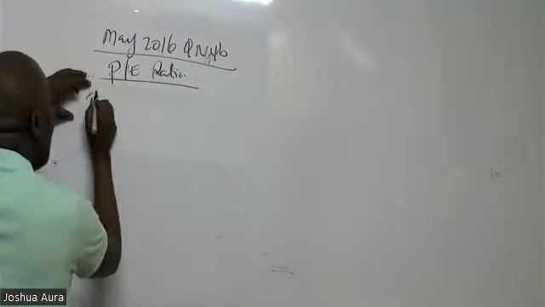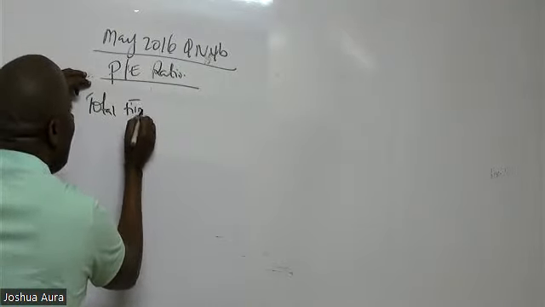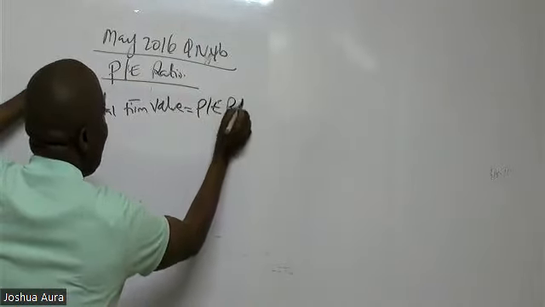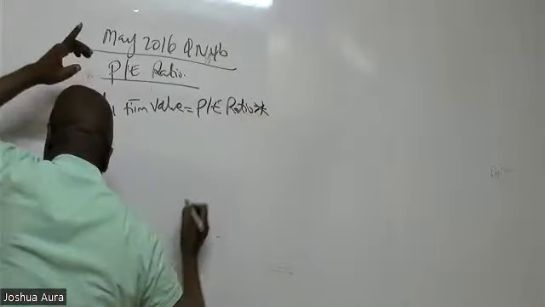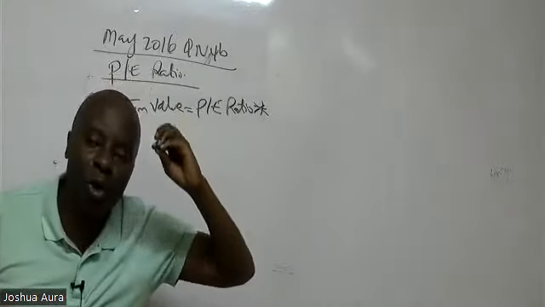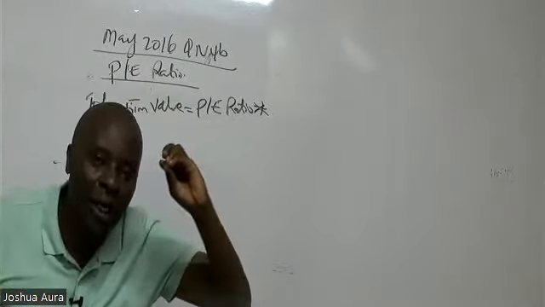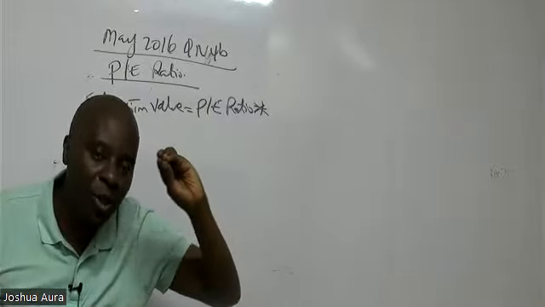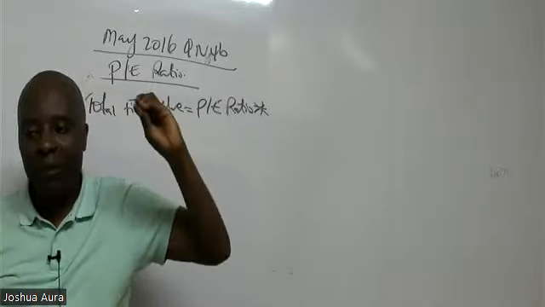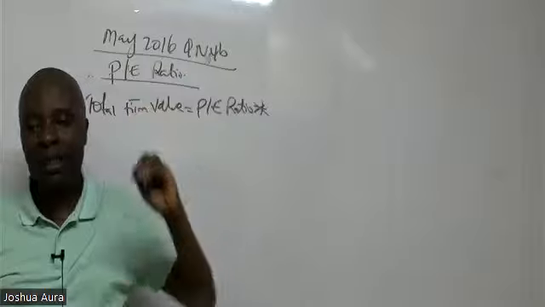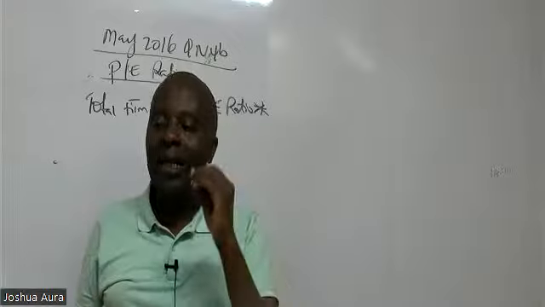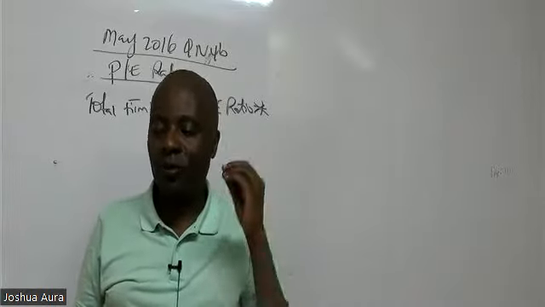We say the total firm value equals the PE ratio given times something. Can somebody recall this? Anytime they want us to give them the total value of any organization using the PE ratio, I will take the PE ratio times something. What is this something? Is there somebody who is able to remember? Times earnings of the firm.